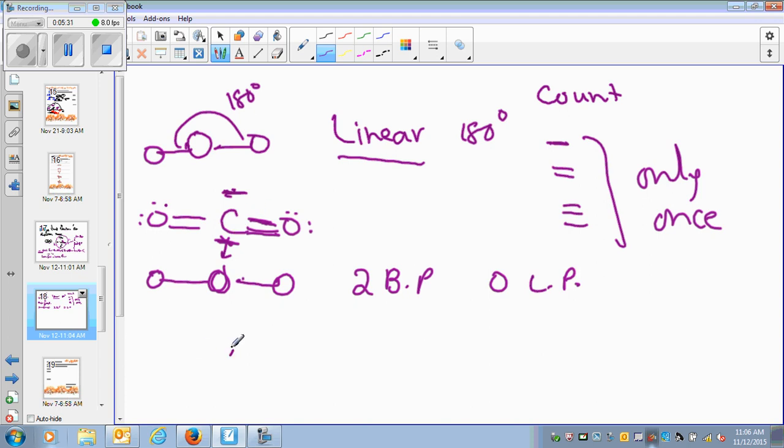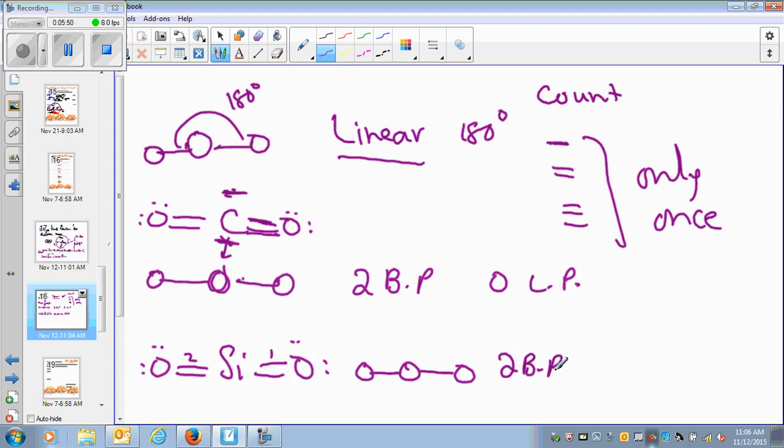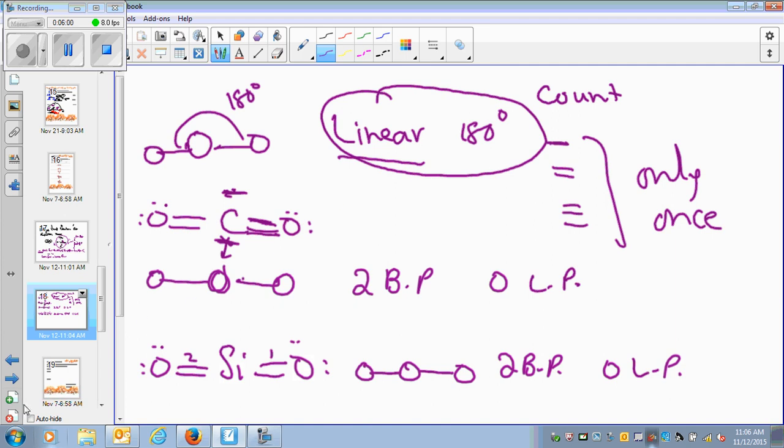So one more time, if I have silicon, I have a double bond with silicon and oxygen. So I consider it only once, one on this side, one on this side. So all I will say is that I have a middle central atom which is bonded by two on the side. Okay, so it has two bond pairs and zero lone pairs. So if a central atom has two bond pairs and zero lone pairs, the shape is going to be linear and the angle is going to be 180 degrees. You have to memorize it.